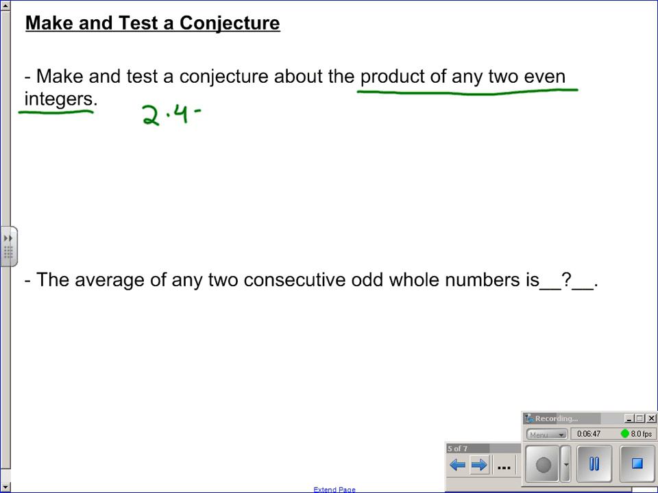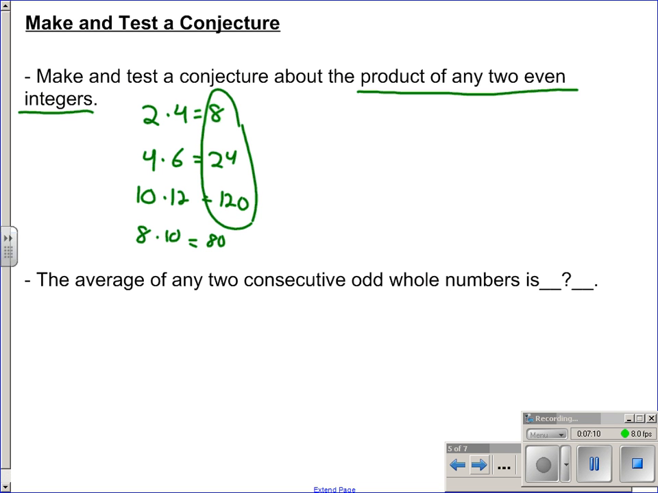2 times 4, we get 8. 4 times 6, we get 24. 10 times 12, we get 120. So the question is, make and test a conjecture about the product of any two even integers. What do we notice about those numbers? If we want some more, 8 times 10 is 80. Okay. All these numbers seem to be even.